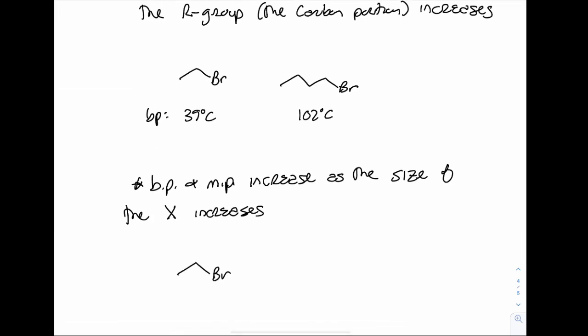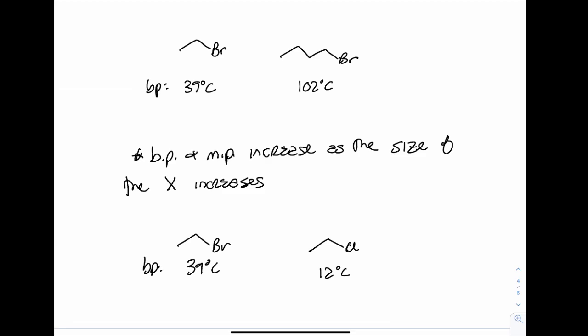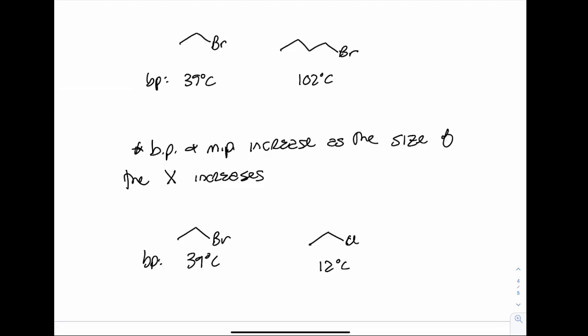So using our example here, 39 degrees Celsius. And then if I was to compare it to 1-chloroethane, so that's like a chlorine, this one is actually going to be 12 degrees Celsius. Chlorine is smaller than bromine. So as the size of my halogen got bigger, bromine's the bigger one, it has the larger boiling point.